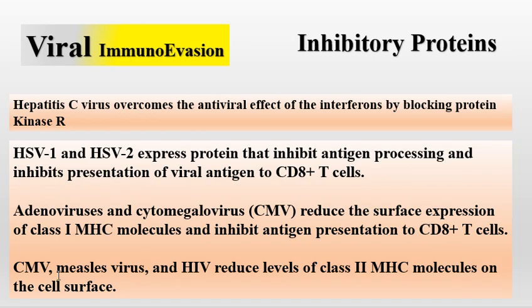So cytomegalovirus, they know this information, and also measles virus and HIV. So they reduce the level of these molecules of class 2 on the surface of the antigen presenting cells.